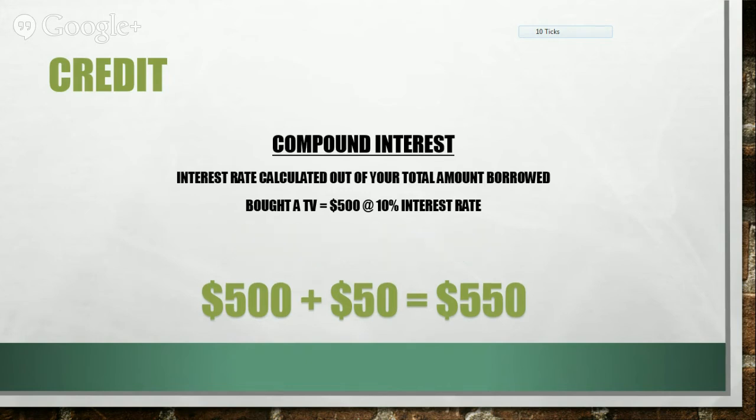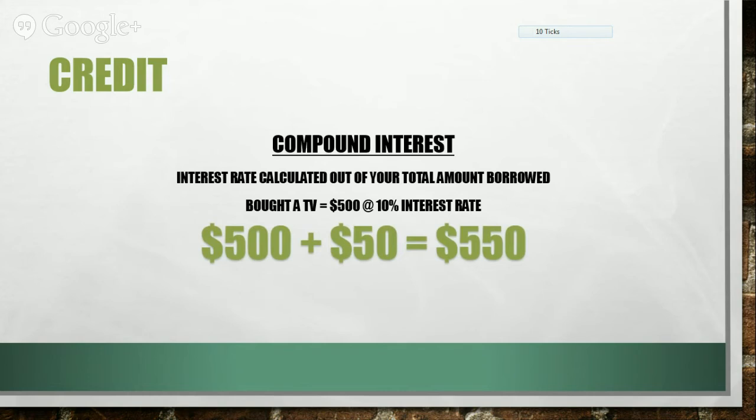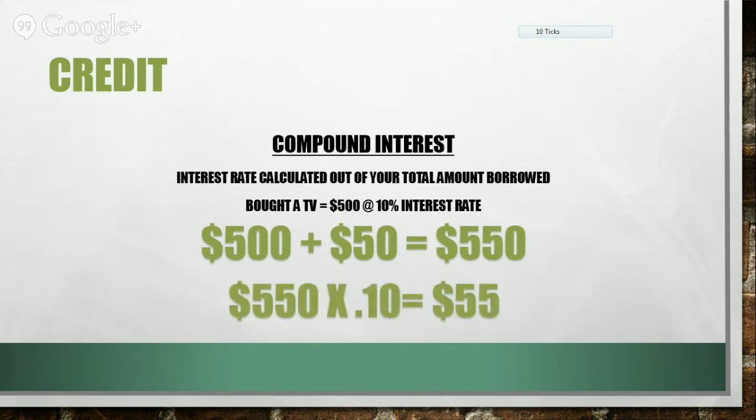So let's say that's month one. Month one, that's what you owe, and then you get into month two. In month two, the compound interest is not calculated out of the $500 that you originally borrowed. The compound interest is actually calculated out of the $550 that you currently owe. That is how compound interest creates debt very, very quickly. And that is why it feels like you're paying off your debt forever, because this thing just keeps adding up.